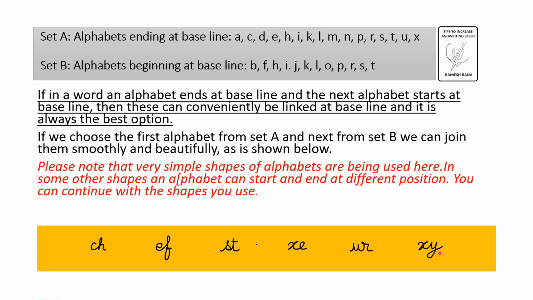I think this is the simplest way of connecting alphabets, first ending at the baseline and second starting from the baseline. Please note that very simple shapes of alphabets are being used here. In some other shapes, an alphabet can start and end at different positions. You can continue with the shapes you use and use the concept that we are discussing in this episode.